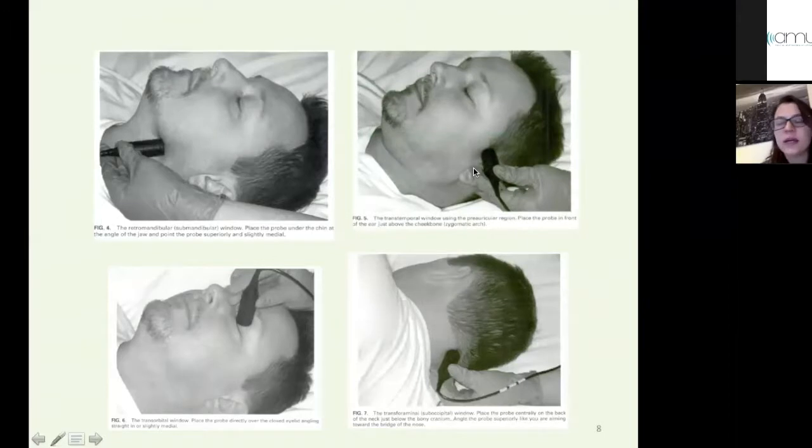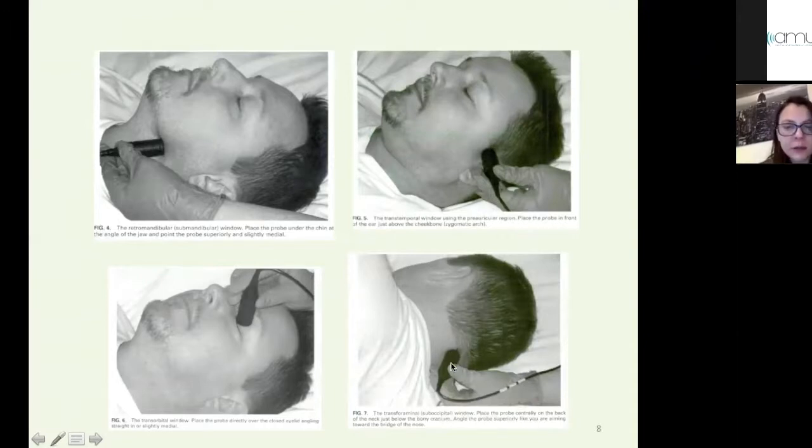And from here, we can insonate basically most of the Willis circle. We can insonate the middle cerebral artery, the posterior cerebral artery, and the anterior cerebral artery. And here, from the ophthalmic window, we can insonate the ophthalmic artery, and we can also insonate the optic nerve sheath diameter.